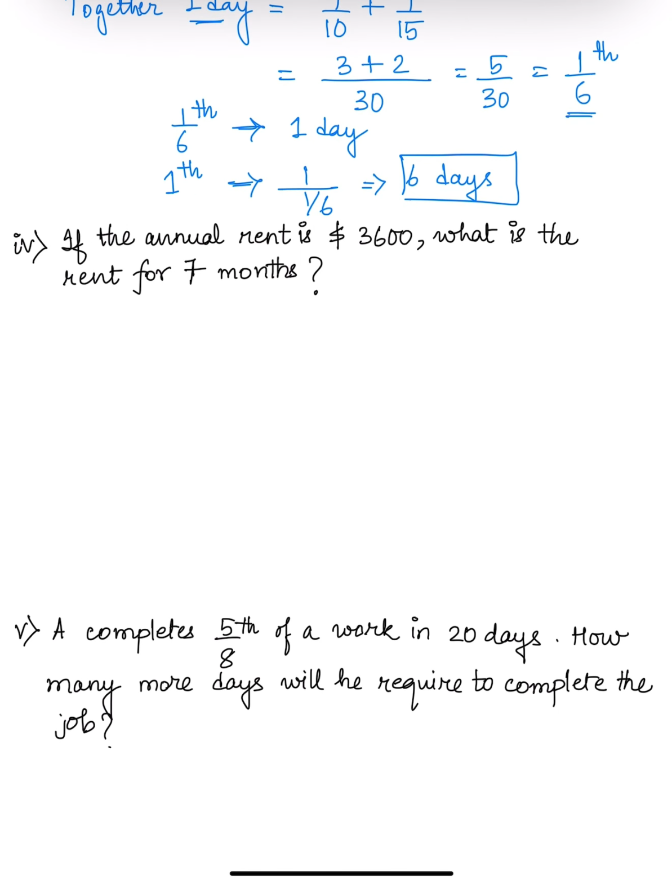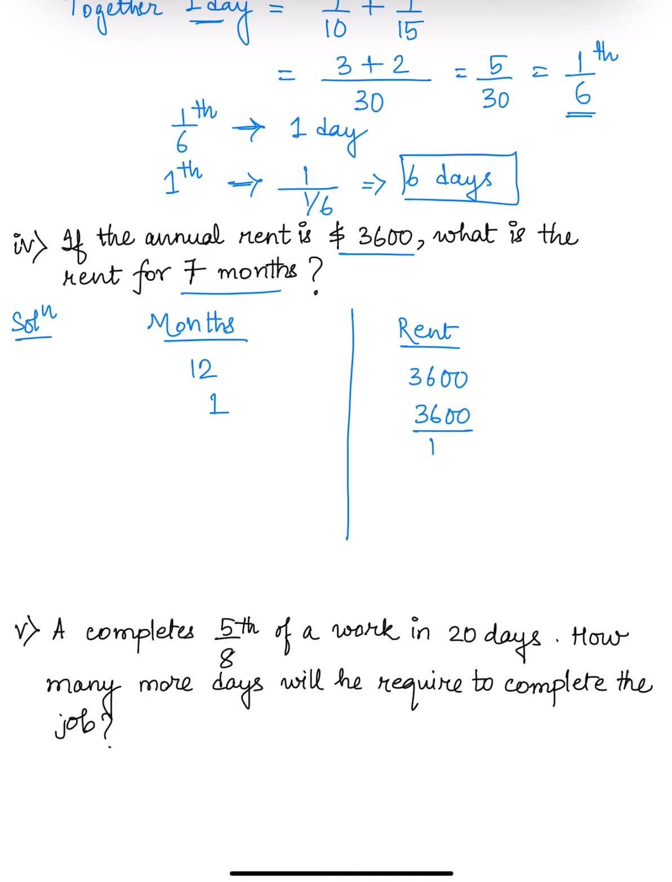Now the fourth question is, the annual rent is $3,600. Then what's the rent for 7 months? Similarly, we again break it down into known and unknown. We know the number of months, which is known, and the rent is unknown. Annual means 12 months. So 12 months is 3,600. 1 month is obviously less, so it's 3,600 by 12. We need to find for 7, so it is 3,600 by 12 into 7. Now 12 threes are 36, 7 threes are 21. So it is $2,100, right?